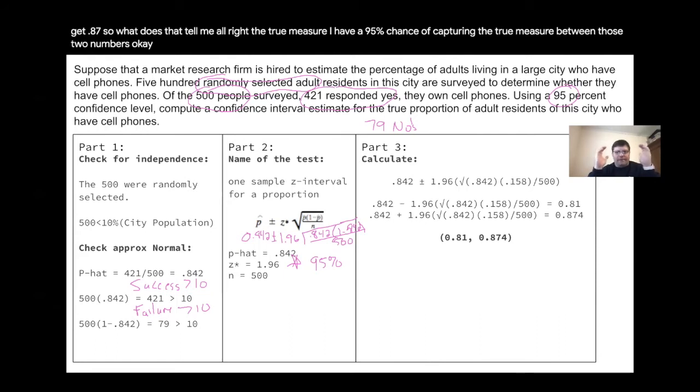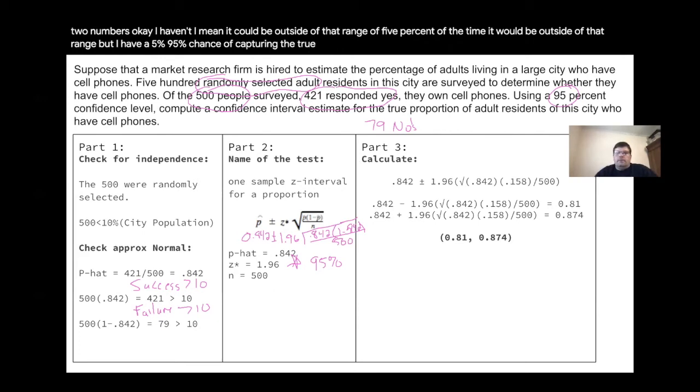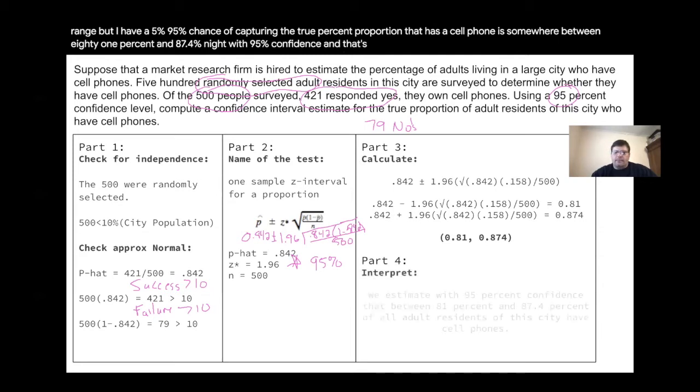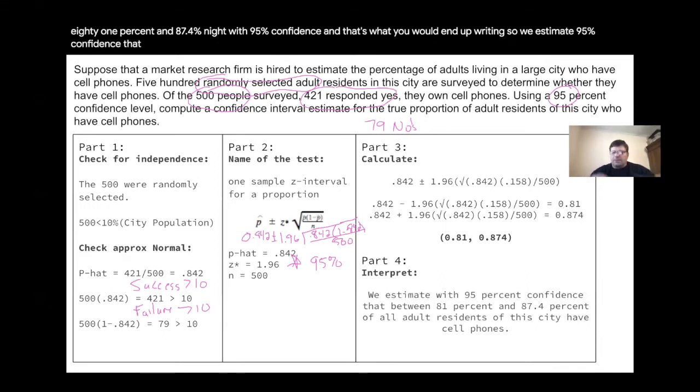I mean, it could be outside of that range. 5% of the time, it would be outside of that range, but I have a 95% chance of capturing the true value. So the true population proportion that has a cell phone is somewhere between 81% and 87.4% with 95% confidence. And that's what you would end up writing. So we estimate with 95% confidence that blah, blah, blah. And I basically said it before I wrote it.